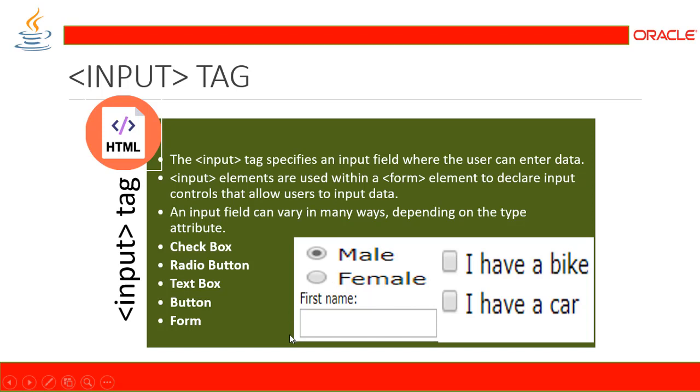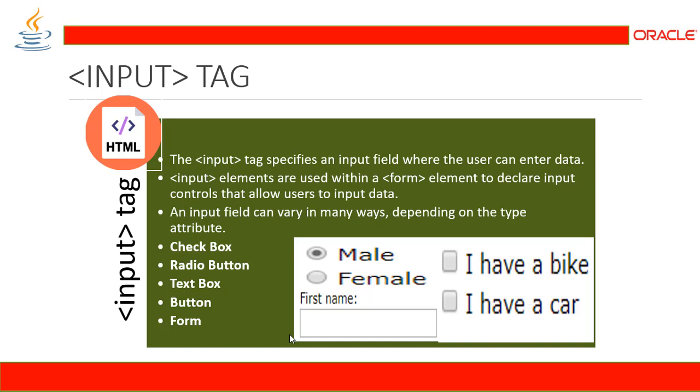Text box: first name, last name. It's a simple string which we insert inside the text box and pass to the next page or next site for filling up the form. It's something like filling in an application form over the net.